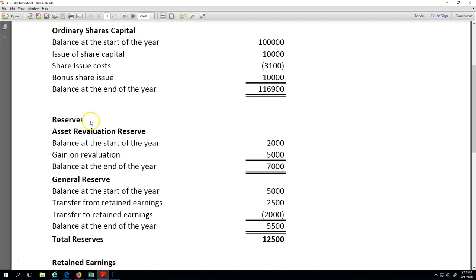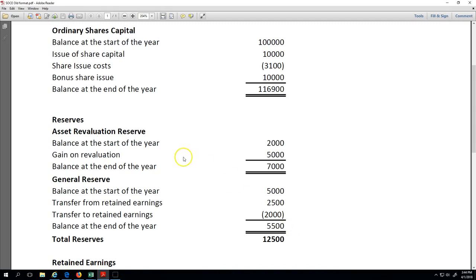It's important to know that if you're using this particular format, you have to remember the chronology. So the next chronology will be reserve. Okay, a bit different from the tabular format because it will start with reserve, start with ARR, the balance, the gain, and then the balance at the end, general reserve, the beginning, the transfer from retained earnings, then transfer to retained earnings, and the balance at the end. And then you need to total the reserve for both 7,000 plus 5,005.